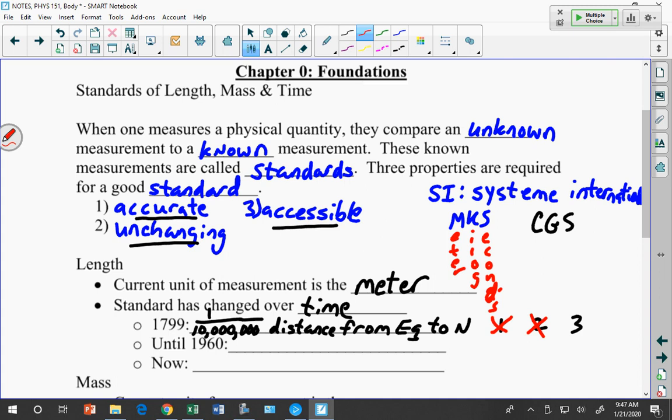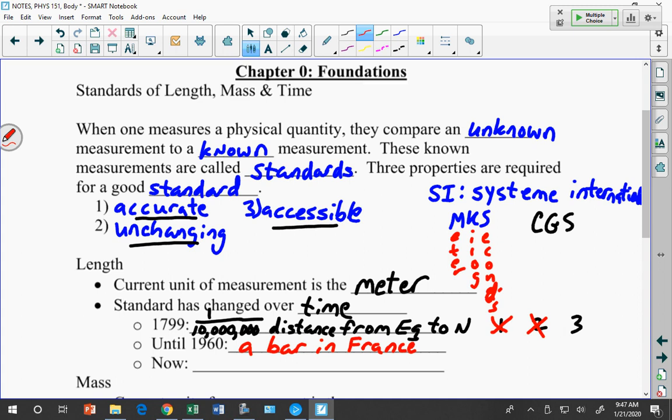Until 1960, it was a bar in France. And not like a bar like a guy walks into a bar, but a bar like there was an actual bar that was 1 meter long. An actual bar, and that was the standard for measurement for all the world. So if you wanted to know what a meter was, you had to have that bar in some way, maybe a replication or reproduction of that bar, and that defined what your standard for the meter was.